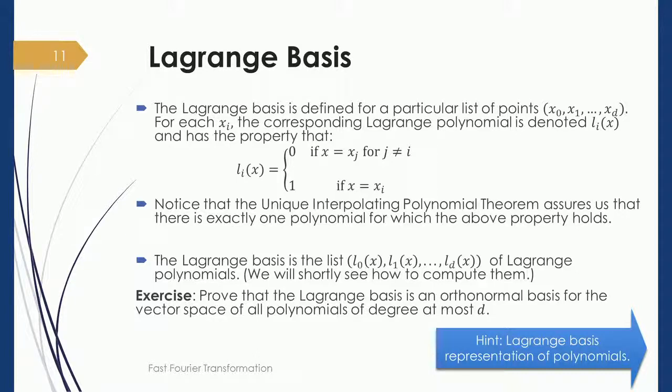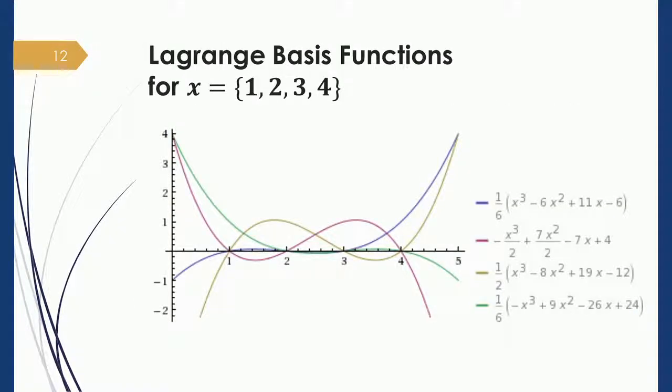The good news here is that the unique interpolating polynomial theorem assures us that there is exactly one such polynomial for which the above property holds. Let us actually look at an example of these basis functions. The x sub i values we have taken are x sub 0 equal to 1, x sub 1 equal to 2, x sub 2 equal to 3 and x sub 3 equal to 4. These are the 4 points based on which we are considering the Lagrange basis.